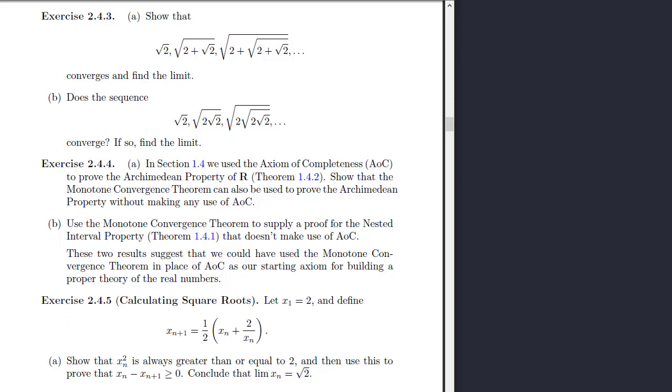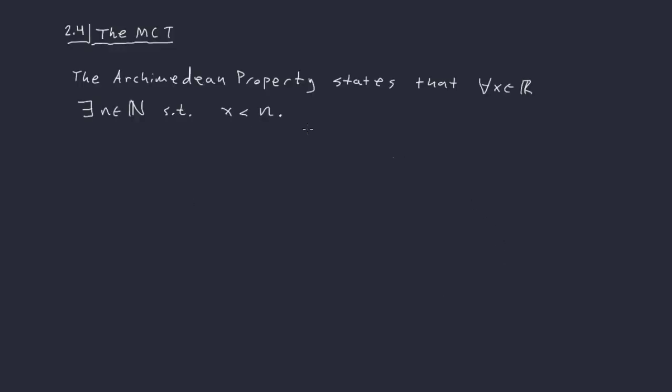Okay, so let's actually go about proving this. This isn't something I would necessarily give as a homework, but it is something I would like to look at. So in part one here, we're going to look at proving the Archimedean property without making use of the axiom of completeness. So just as a little reminder of what the Archimedean property states, it essentially just tells us that for all x in the reals, so for any real number, there exists a natural n such that that natural is greater than x, or x is less than that natural.